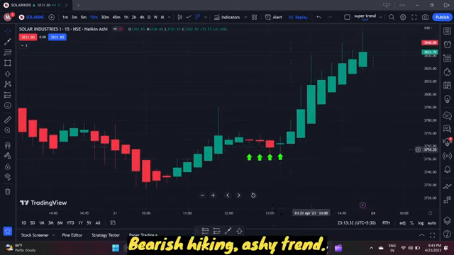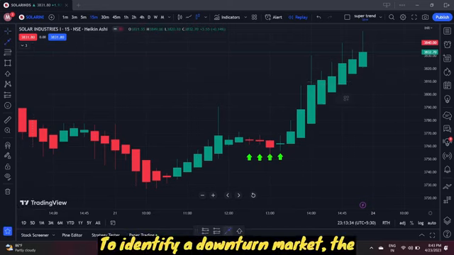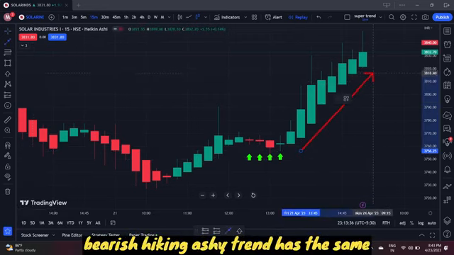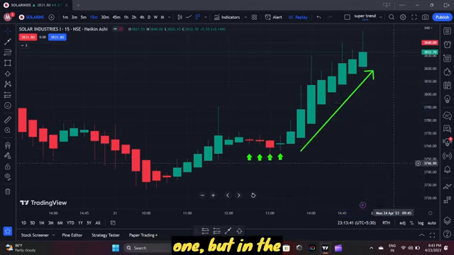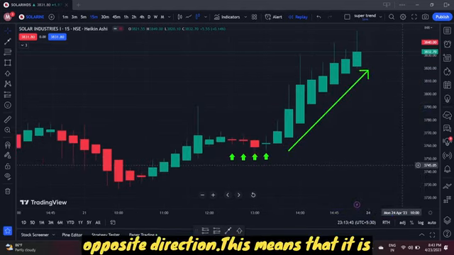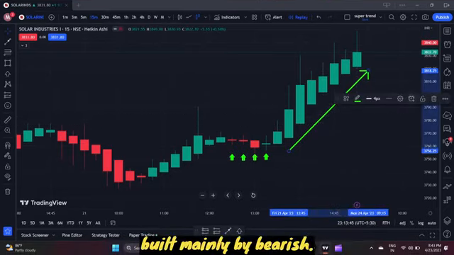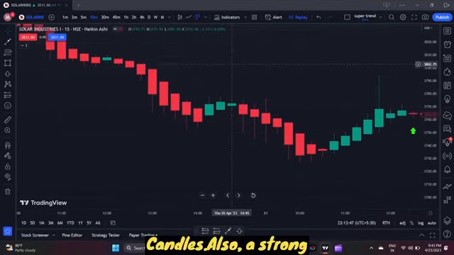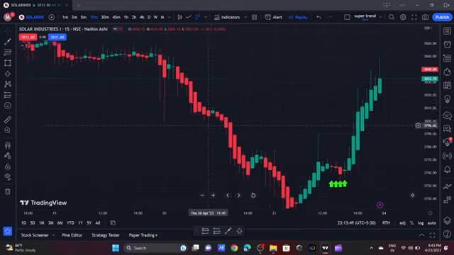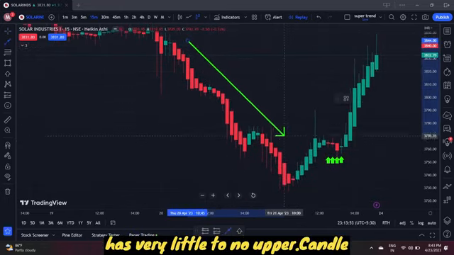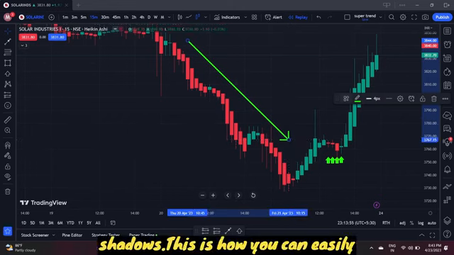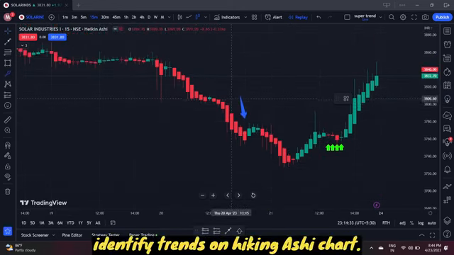Bearish Heikin Ashi trend. To identify a downtrend market, the bearish Heikin Ashi trend has the same features as the bullish one, but in the opposite direction. This means that it is built mainly by bearish candles. Also, a strong bearish trend on the Heikin Ashi chart has very little to no upper candle shadows. This is how you can easily identify trends on a Heikin Ashi chart.